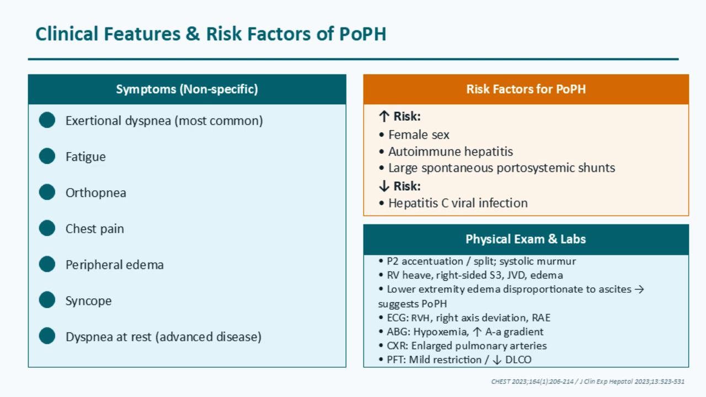But let's look at the risk factors, because this is where the pathophysiology gets genuinely fascinating. If you look at patients with chronic liver disease, being female and having a history of autoimmune hepatitis significantly ramps up the risk of developing POPH. We also know that the presence of large spontaneous portosystemic shunts heavily correlates with moderate to severe POPH and, worryingly, a diminished response to our medical therapies. Conversely, and somewhat counterintuitively, hepatitis C viral infection actually appears to be associated with a decreased risk.